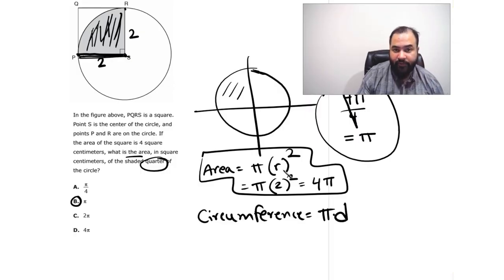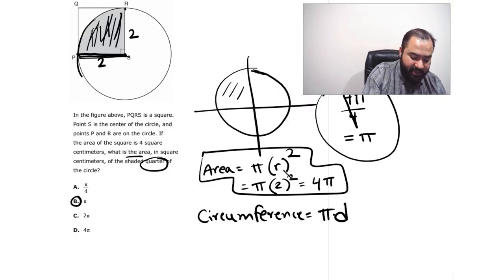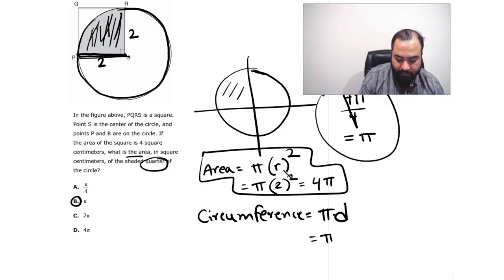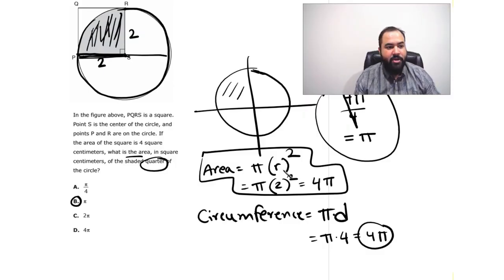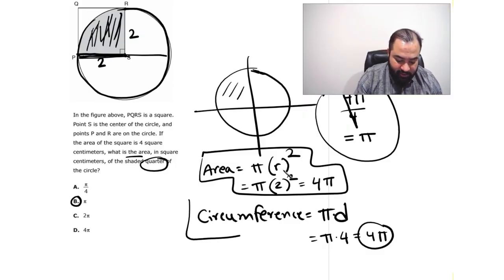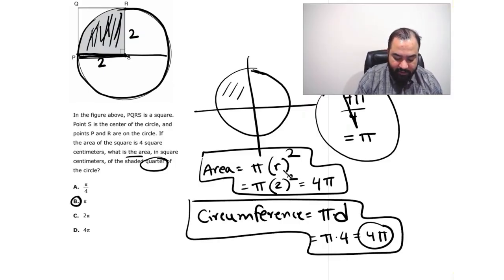If I were to find the circumference, which is the length around the circle, we can also call it the arc, I would do pi times the diameter, which is 4 pi. The diameter is 4 because the radius is 2 and the diameter is double. So these are the 2 formulas you must know for the test for the circle: area and circumference. And this is called a sector, meaning a part of the circle you're finding.